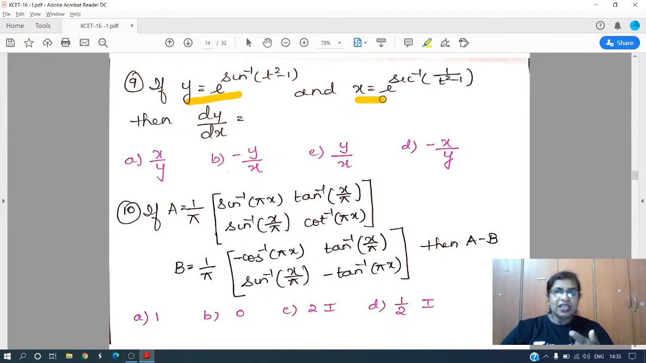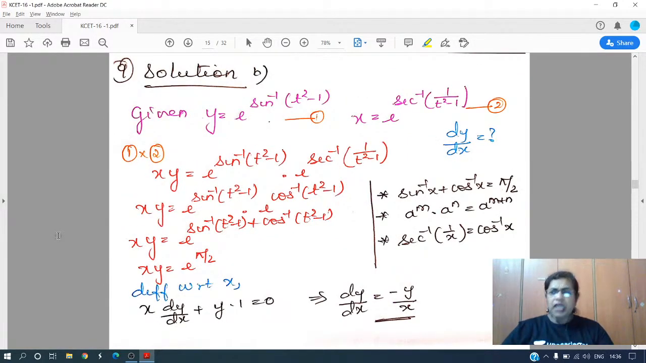Who is the parameter now? You can see y is a function of some t. X is also a function of some t. So what is the parameter you got? The parameter is t. Yes, so it's a parametric equation. Let us see how to solve this parametric differentiation.